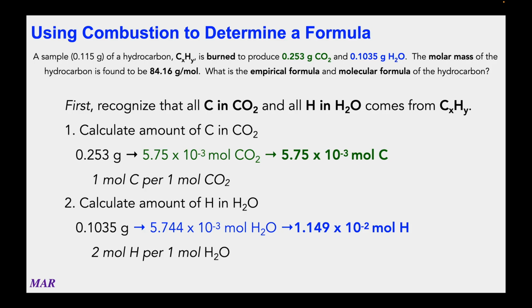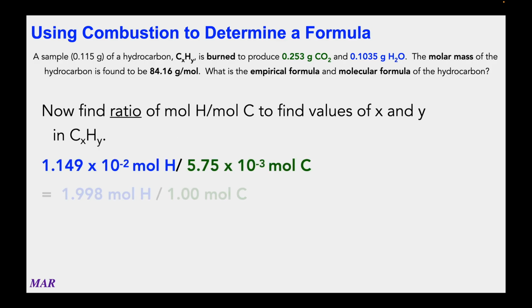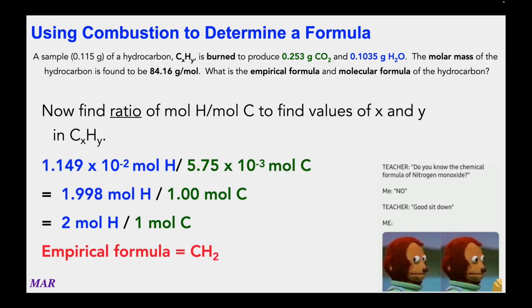So in the next part now, we're going to divide both sides by the smaller moles like we did earlier. 5.75 times 10 to the minus 3 is smaller than a 10 to the minus 2 number. So we'll divide by the 5.75 times 10 to the minus 3. What this looks like when you do the math, 1.149 times 10 to the minus 2 divided by 5.75 times 10 to the minus 3, that ratio comes out to be almost exactly 2. Now remember that 5.75 times 10 to the minus 3 divided by itself is just 1. That's the moles of carbon.